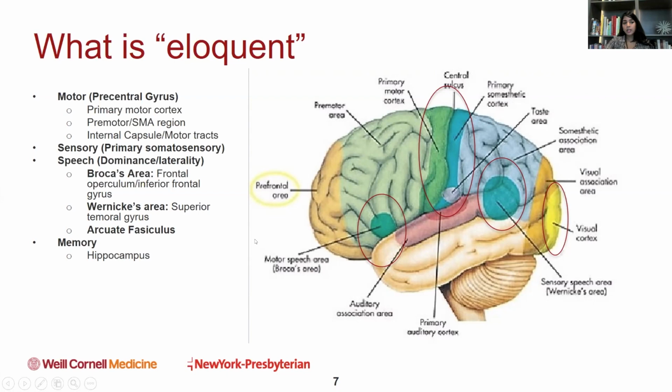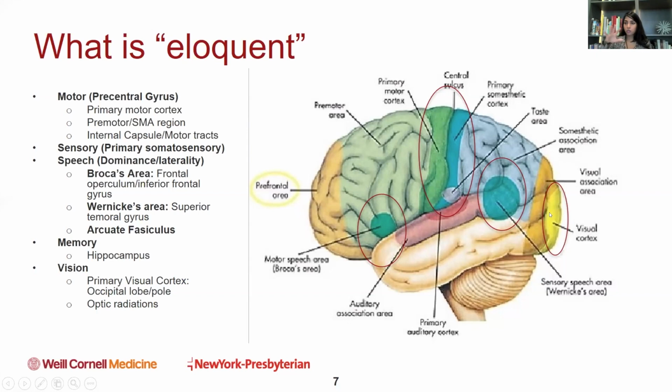In terms of memory, typically the dominant side hippocampus is very heavily involved with memory, but there are instances where that is not the case, particularly in patients with longstanding seizures and things like that. So the visual cortex is considered eloquent. So the primary visual cortex, the occipital lobe, and then the optic radiations, which connect all of the optic tracts, starting from the optic nerves and the optic chiasm, going back into the optic radiations and coming back down into the visual cortex.